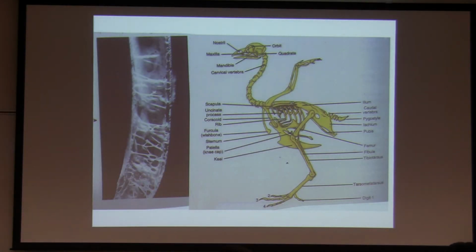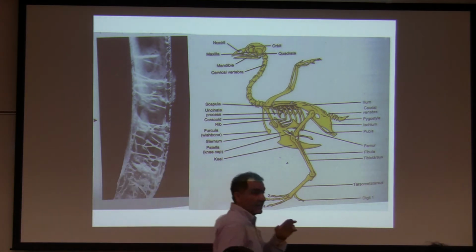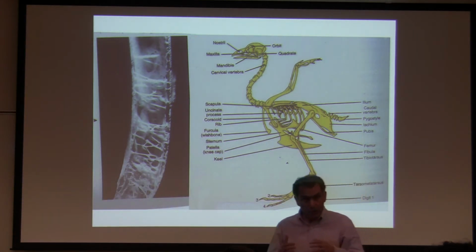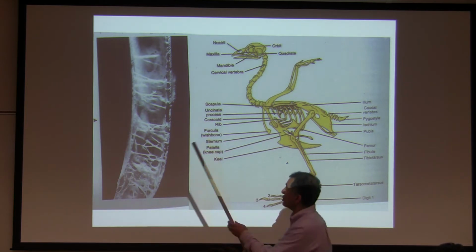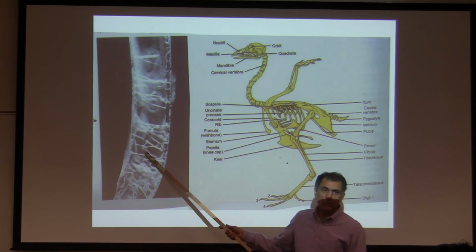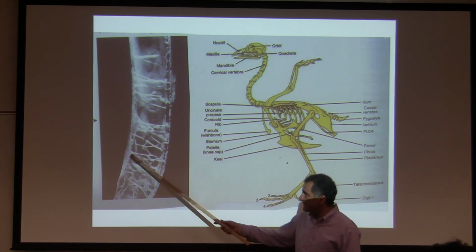Okay, the one thing that I want you to know, another adaptation that birds evolved in order to allow them to fly, is their spongy bone. You remember from the beginning of the semester we talked about spongy bone? They have a massive spongy bone.